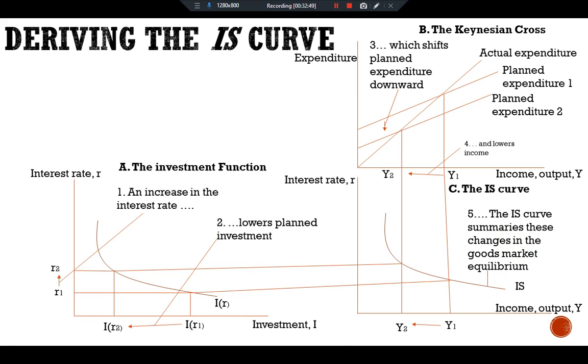So here panel A shows the investment function. An increase in the interest rate from R1 to R2 reduces the planned investment from I(R1) to I(R2). Panel B shows the Keynesian cross, a decrease in planned investment.